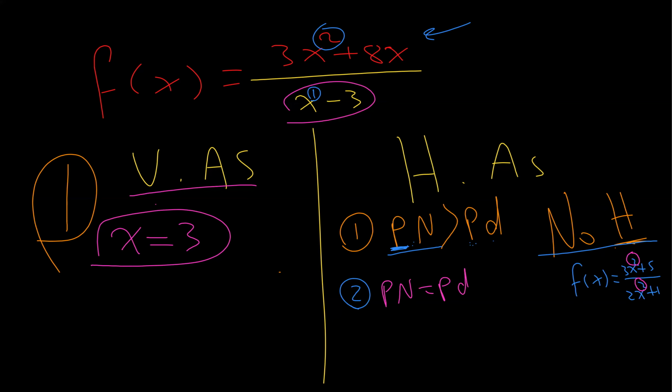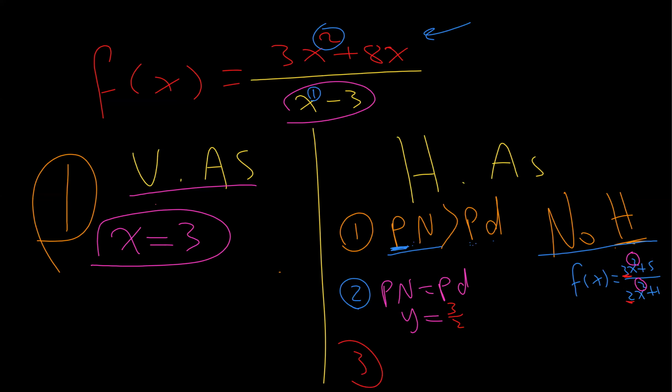So if the highest power of the numerator equals the highest power of the denominator, in this case it will have a horizontal asymptote, and as we know, any horizontal asymptote is y equals. Now this y will equal the coefficients of these powers. Here is 3 and here is 2. So that means it's going to be 3 over 2. You just divide the coefficients of the highest powers of the numerator and the denominator. So y equals 3 over 2.